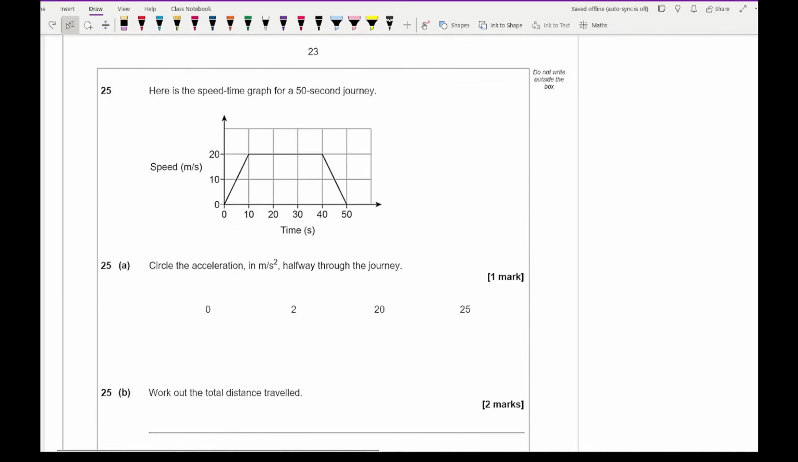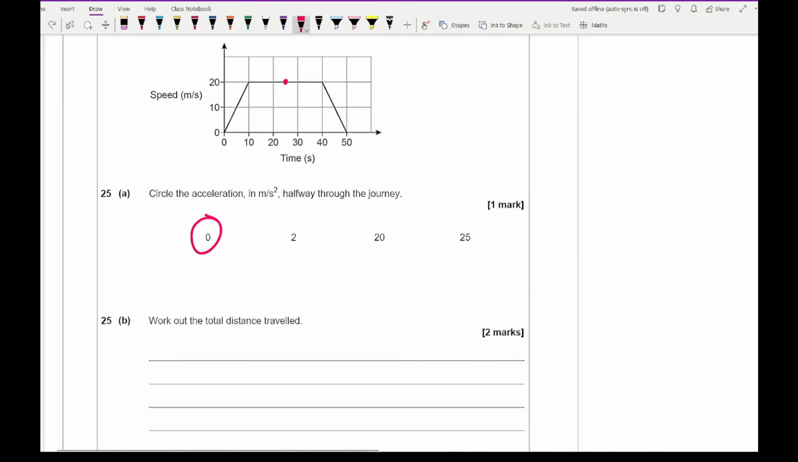Then moving on to question 25, it says here is a speed time graph for a 50-second journey. Circle the acceleration halfway through the journey. Well, halfway through the journey, we're there. And what's the acceleration? Well, it's the gradient at that particular point, and the gradient there is 0. Then it says work out the total distance travelled.